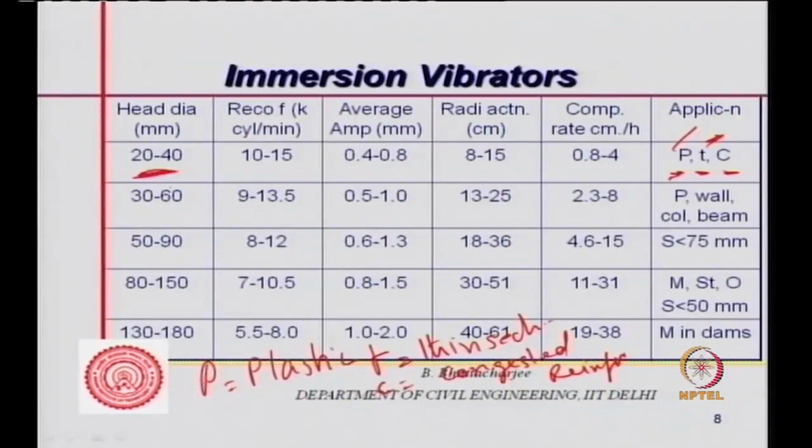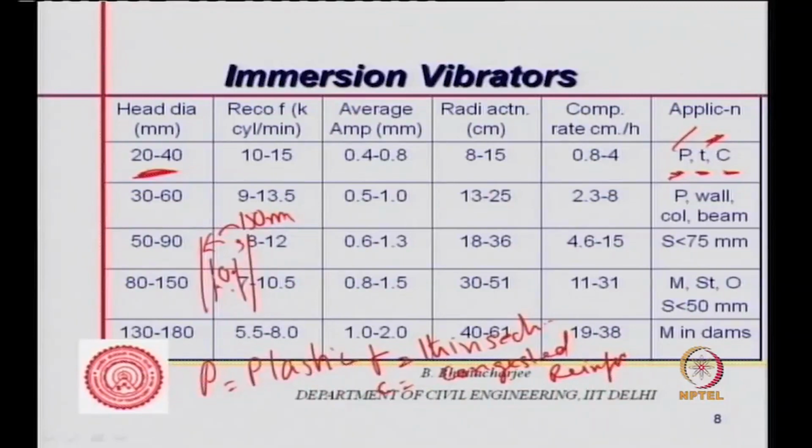So you see, thin head diameter 20 to 40 mm. 20 mm is used in thin sections. For example, the web of a box section, a thin web, say 100 mm or 150 mm thick, and you have a lot of reinforcement here, plus a pre-stressing cable passing through. So it's a thin section. Now concrete has to be plastic, because if it's dry concrete, you will not be using this.